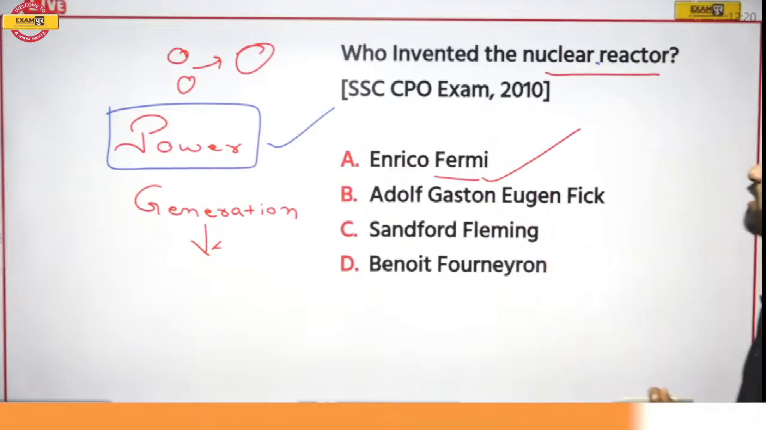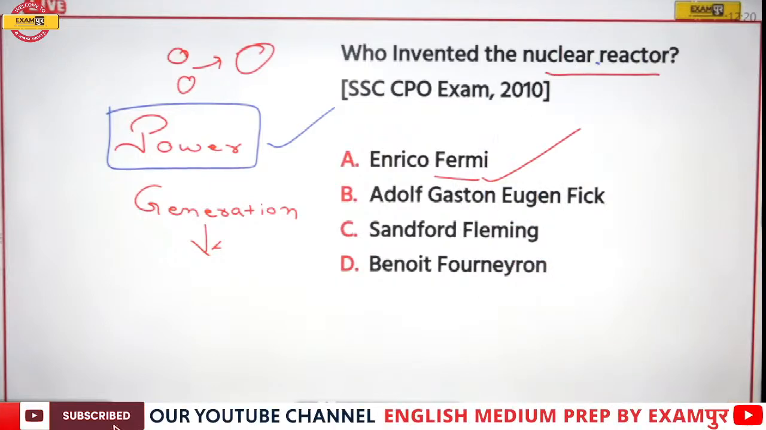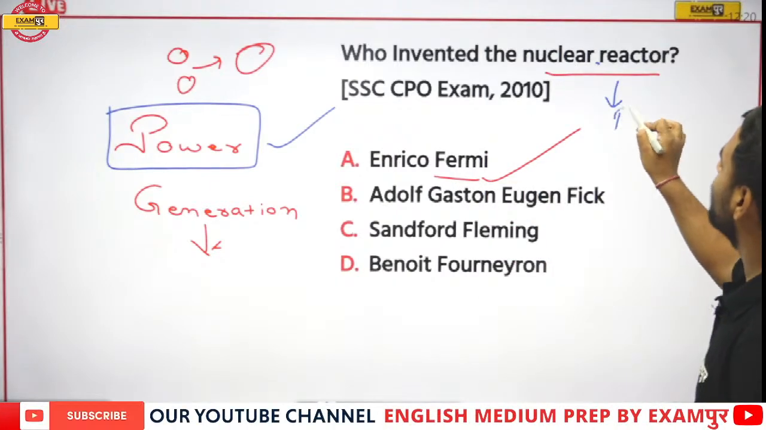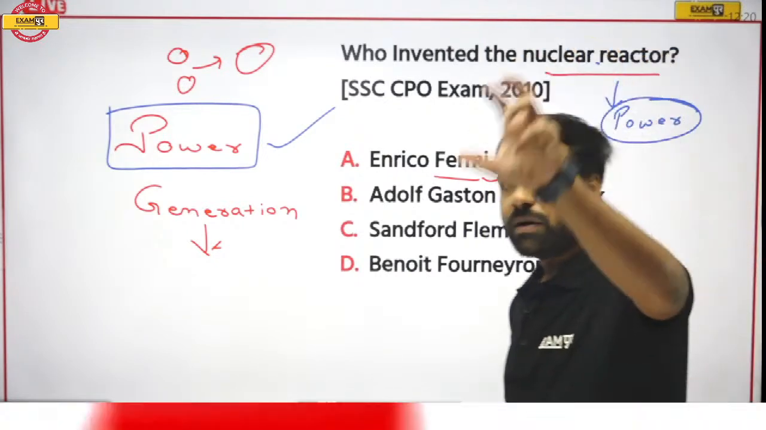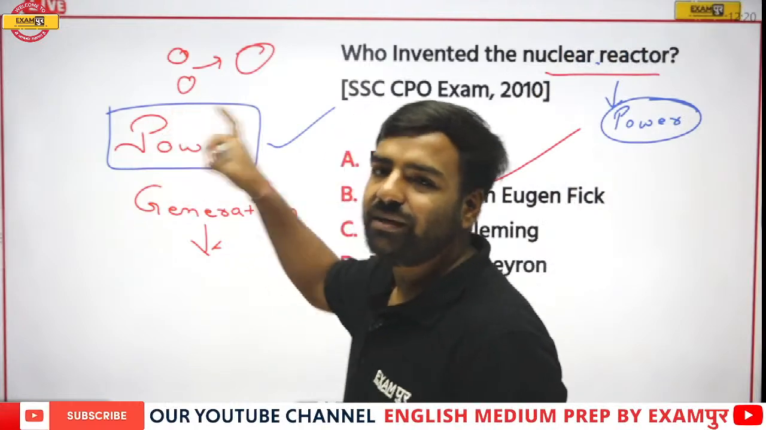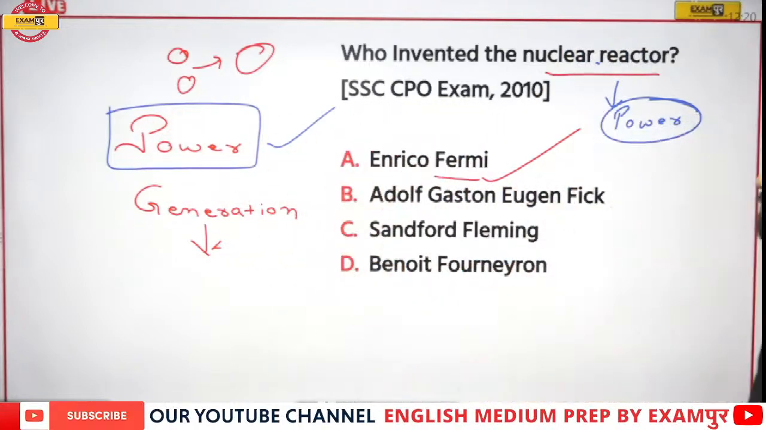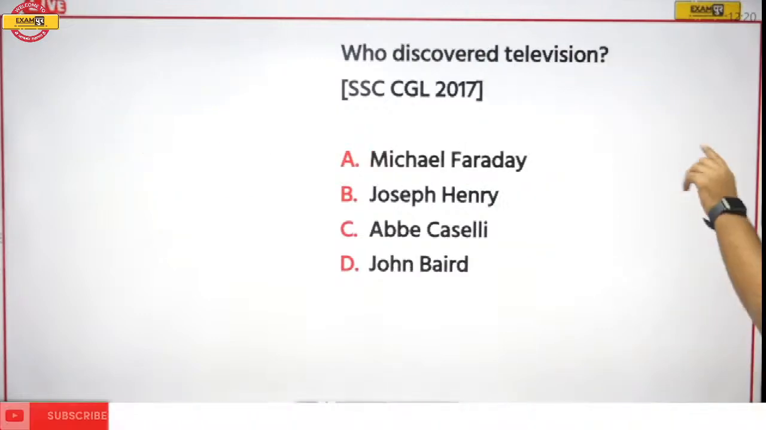So yes, Enrico Fermi is the one who has generated the nuclear reactor, which helps us in the power generation. That's true. So power आने से गर्मी चढ़ गई है, and yes, गर्मी can be related with the Fermi. So yes, option number A is correct. That is Enrico Fermi. Next, who discovered television?